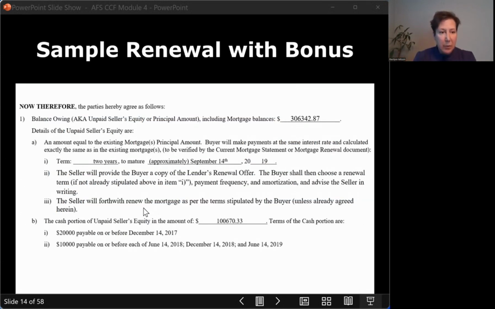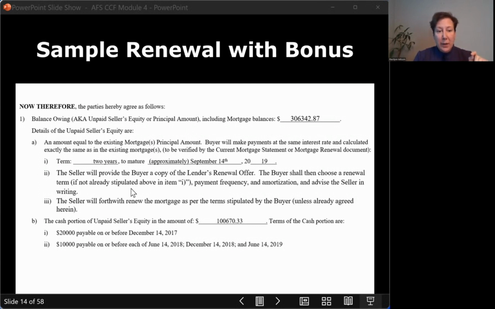Now here's the filled in example. And this is actually from the renewal agreement for that particular property. So the balance owing, including mortgage, was $306,342.87. And the details of the unpaid seller's equity are a term of 2 years to mature approximately September 14th, 2019. Now this we put in here because that is what the seller and I agreed on would be their maximum renewal at this time, because we had already done a first renewal. This was actually a second renewal, so it had to be by mutual agreement.